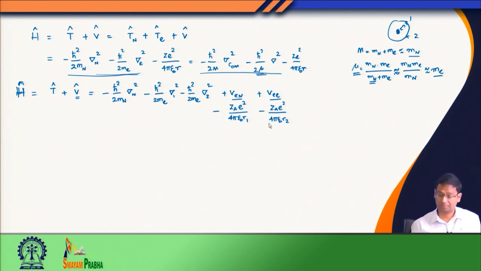Now, I have these two terms, and the electron-electron repulsion will be e squared divided by 4 pi epsilon 0 r 12, where this is r 12, this is r 1, this is r 2. The r 2 is the distance between the second electron and the nucleus, r 1 is the distance between the first electron and the nucleus, and r 12 is the distance between the two electrons. So now I see I have these terms. Let us rewrite them.